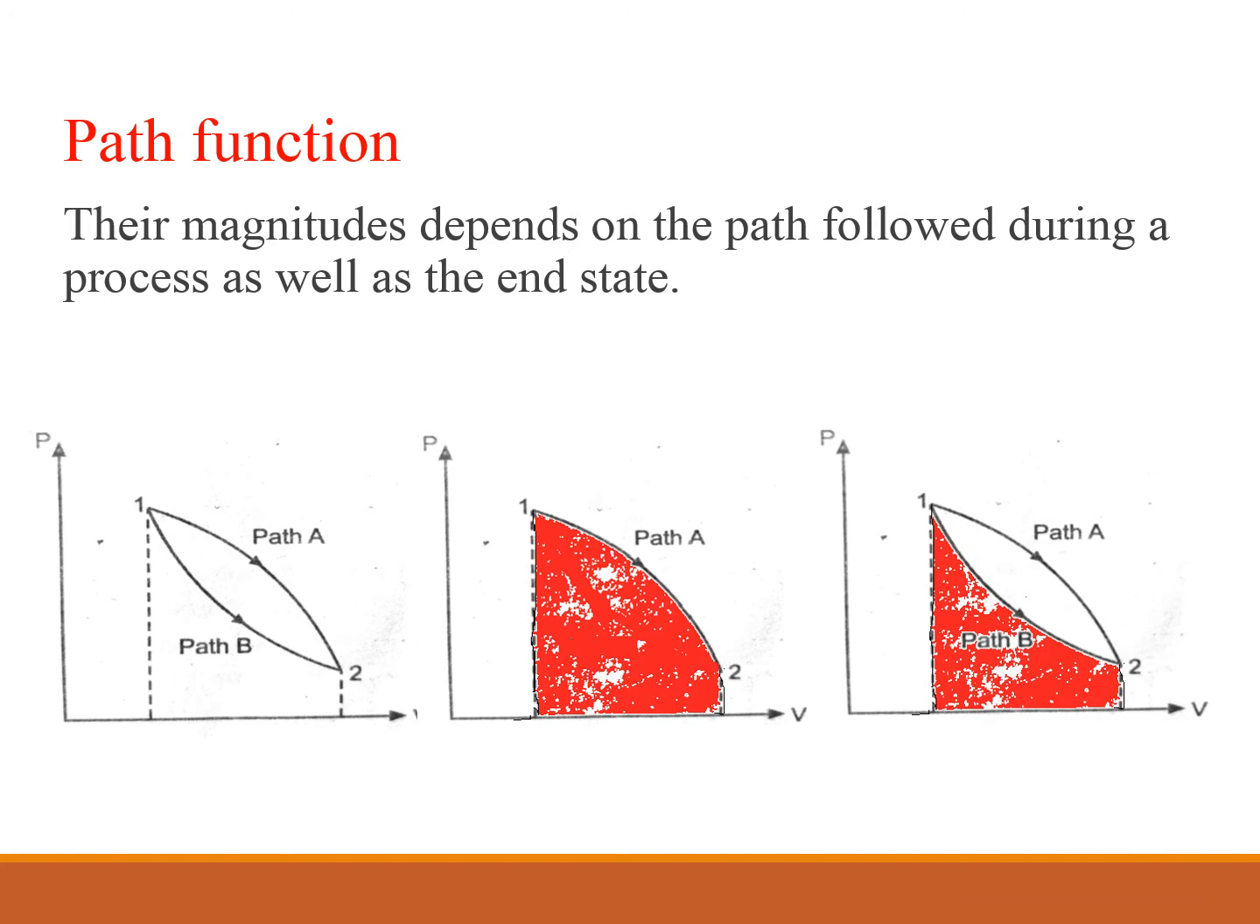Work transfer can be represented by the area under a PV diagram, and work transfer is a path function. It will be different for path A and path B. Work transfer for path A is more than work transfer for path B. Therefore, work transfer depends on the path of the system and is called a path function.